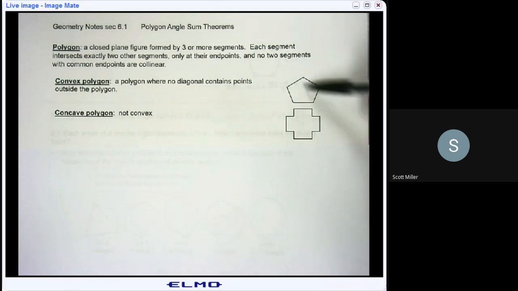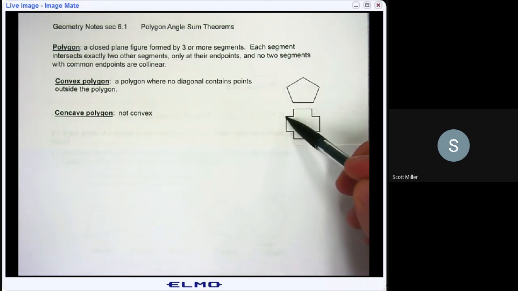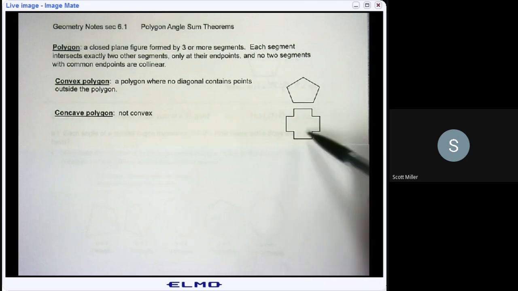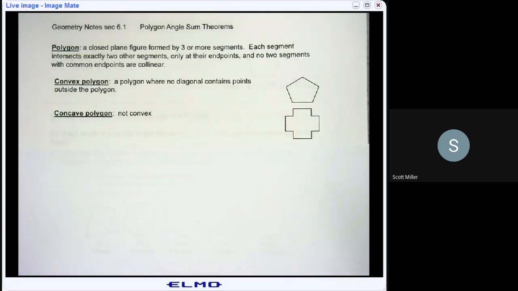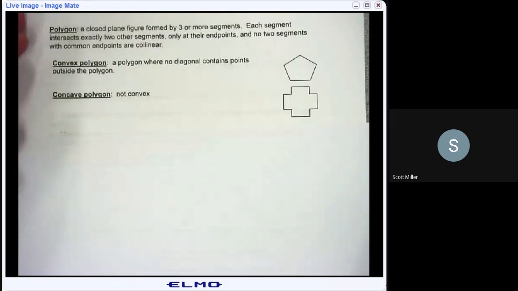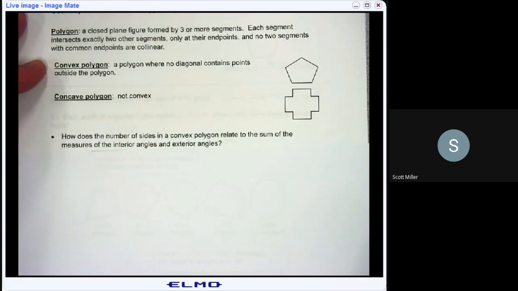So every segment joining non-adjacent vertices. You can see if I draw any diagonal here, I am not going to be outside of that shape. Whereas here, if I draw a segment between this vertex and that vertex, you can see that segment is outside the figure. So this would be concave, otherwise known as not convex. And this is a convex polygon. Okay, we need that definition so that we can answer some of the theorems and definitions that come up.